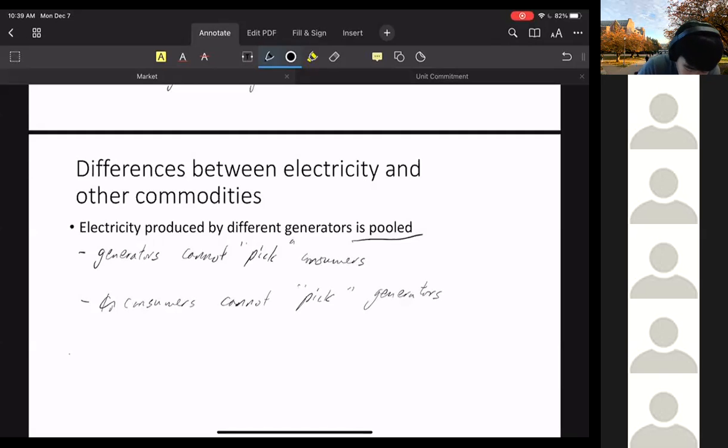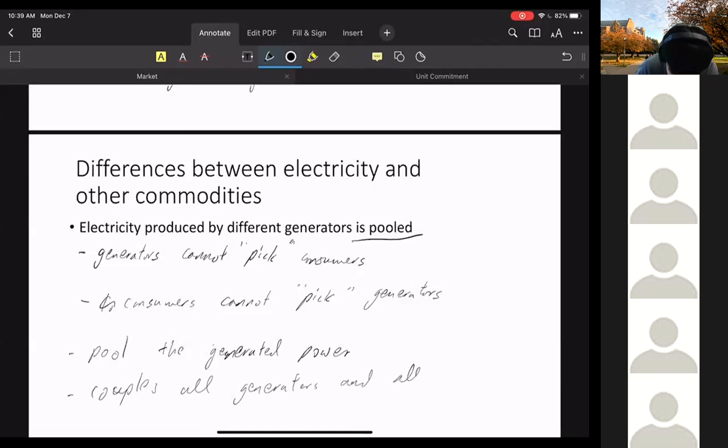So we're going to pool all the generated power. And the good thing is that this basically couples all generators and all demands. This basically couples all generators and all loads.